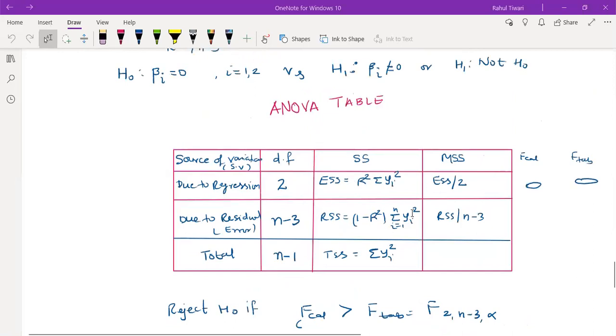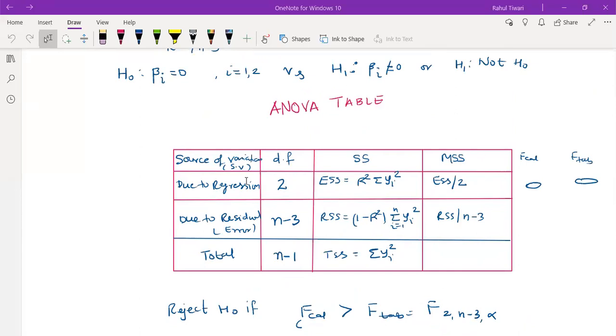So this entire ANOVA is based on your variance. Maybe I am assuming the variance is constant. Is there variability? The first column, if you see, is showing the SV. SV means source of variation, right?